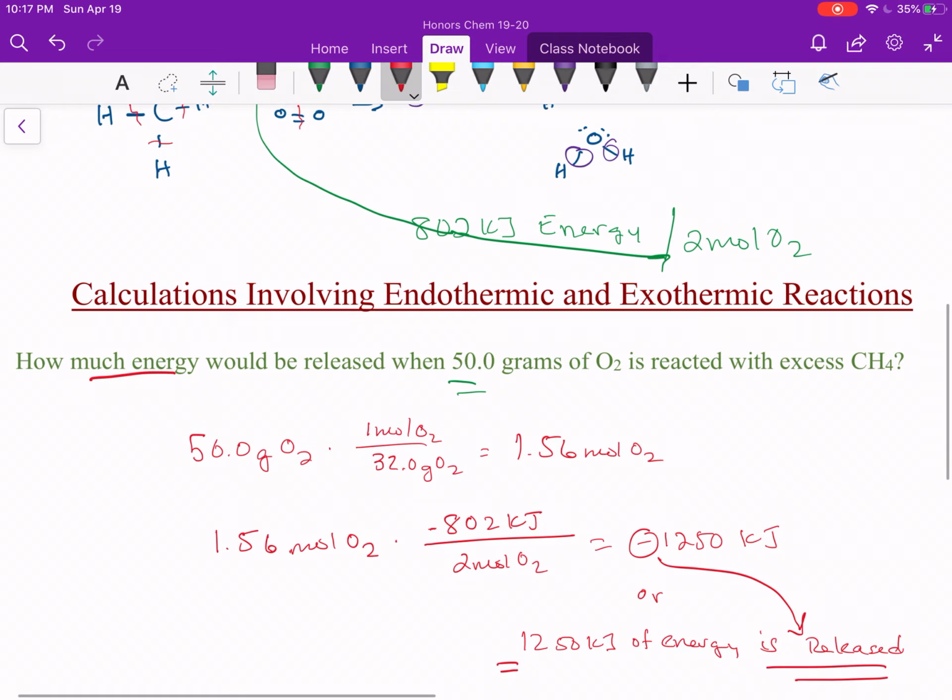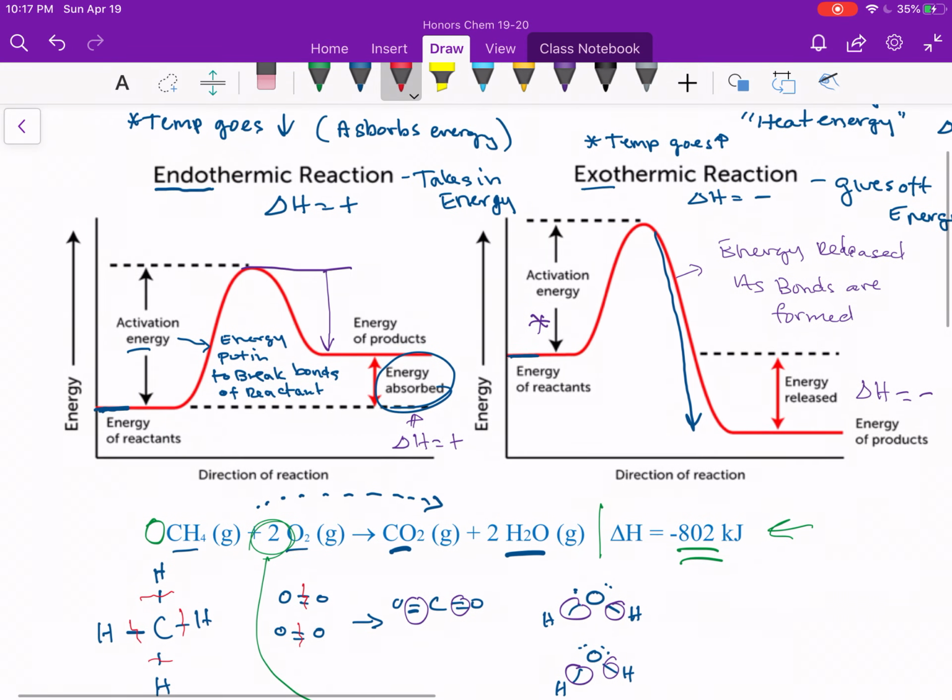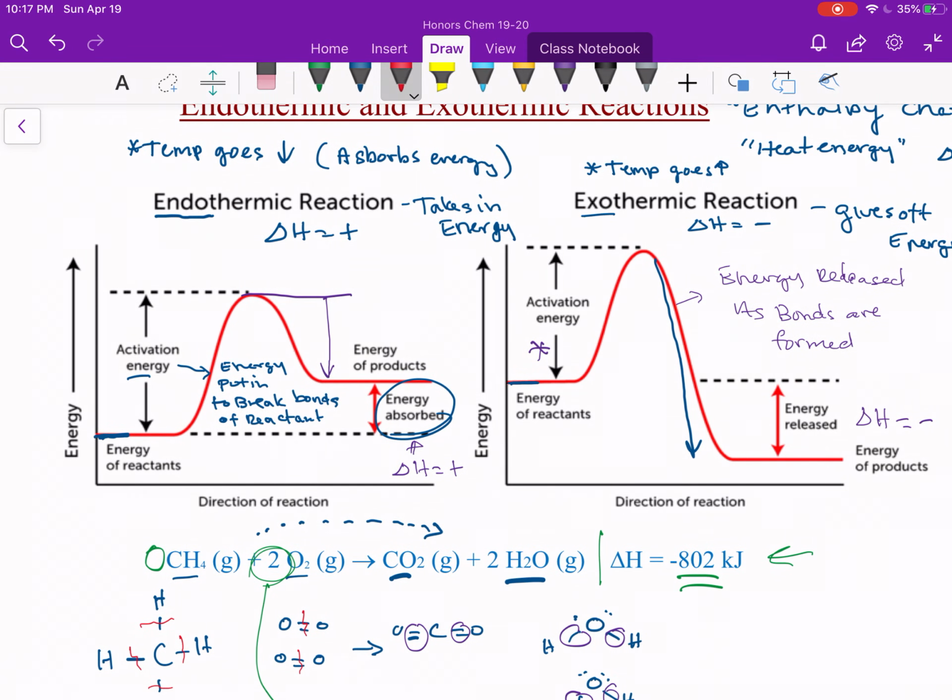Okay, guys, so that's our energy changes and looking at endothermic and exothermic reactions and why they're going to be endothermic or exothermic.